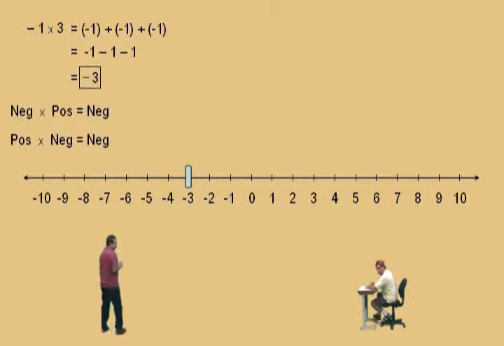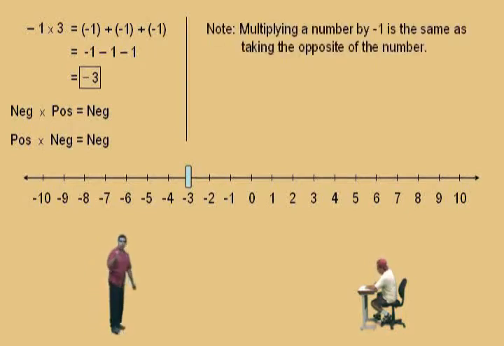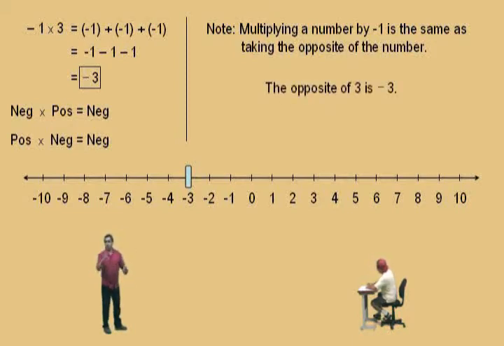Now, one thing to notice here, Charlie, here we go. We're going to talk about the opposite again. Notice, if you multiply negative 1 times 3, you get negative 3. Now, Charlie, what's the opposite of 3? Negative 3. It is this negative 3. And so what we're seeing here is that multiplying a number by negative 1 is the same as taking the opposite of the number. Okay? Opposite of 3 is negative 3. Negative 1 times 3 is negative 3. It's the same thing.